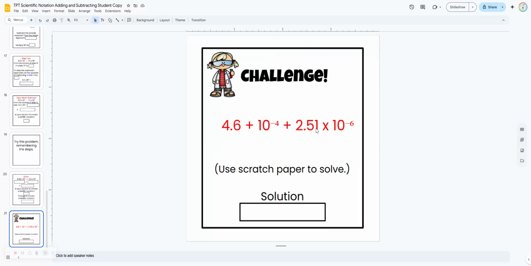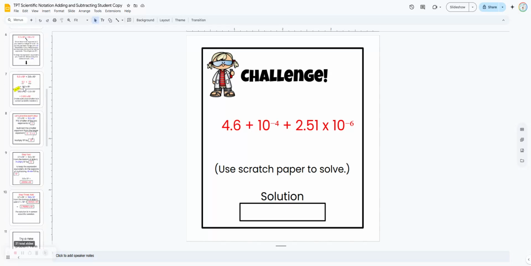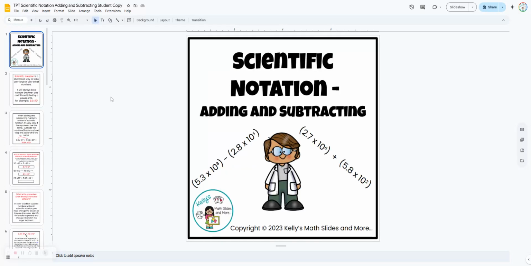We've got some here. We're going to add with negative exponents that are different. So if your students need a little bit more of a challenge, they can do this one, solve on scratch paper, and then type in the solution here. So this is a digital lesson, scientific notation, adding and subtracting.